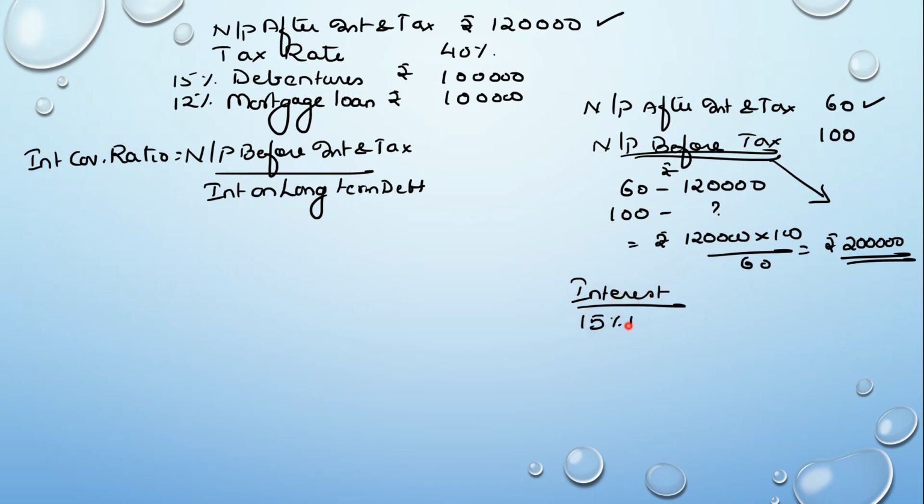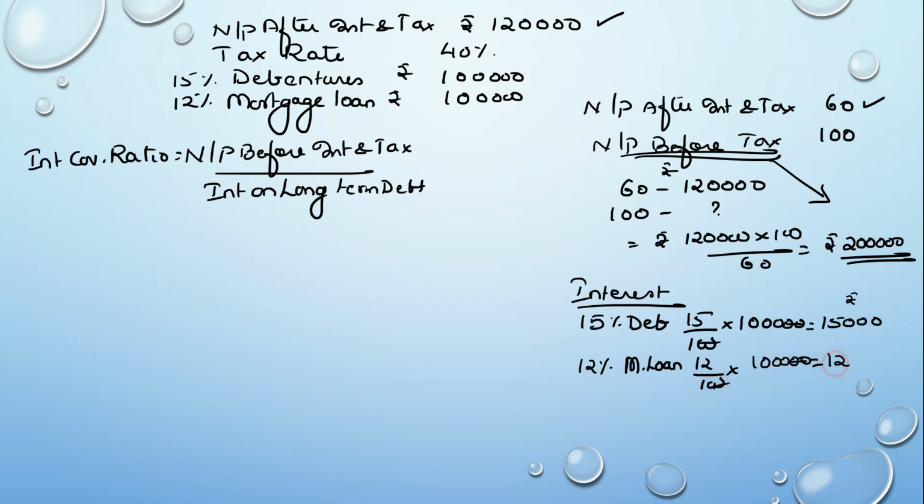One is 15% debentures, which is 15% of 1 lakh. That would be how much? 15,000. And then there is 12% mortgage loan. So 12% of the loan amount was 1 lakh again. So you get it as 12,000. Therefore, what is the total interest? 27,000 rupees.